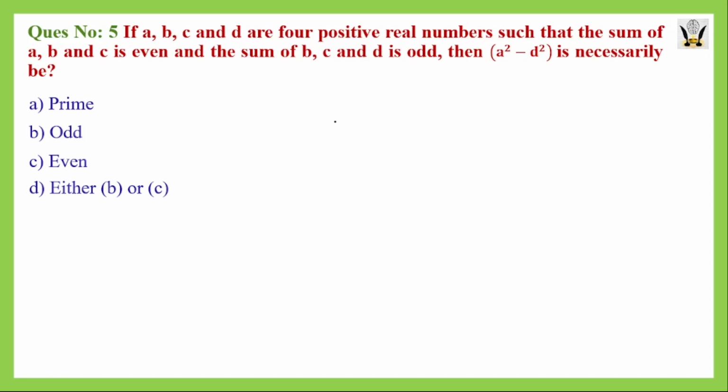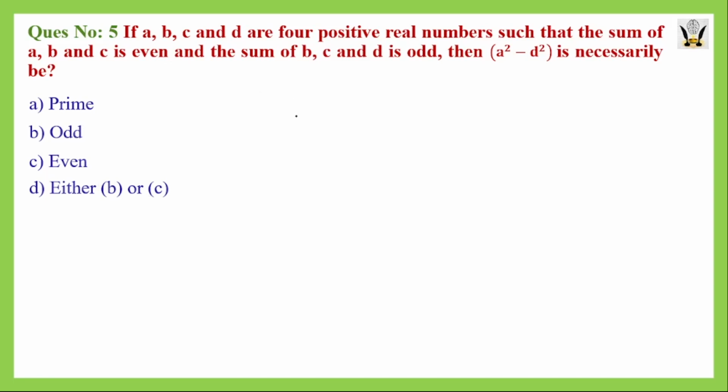Now the next problem sum says that if a, b, c and d are 4 positive real numbers such that the sum of a, b and c is even and the sum of b, c and d is odd, then what is the value of a square minus d square? So whether that will be even, odd, or either even or odd, or that will be a prime number.